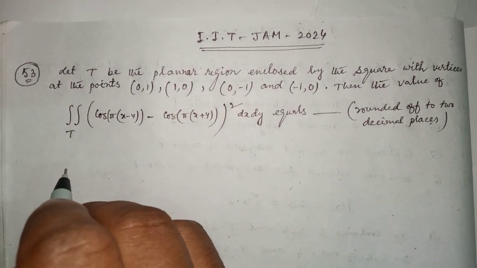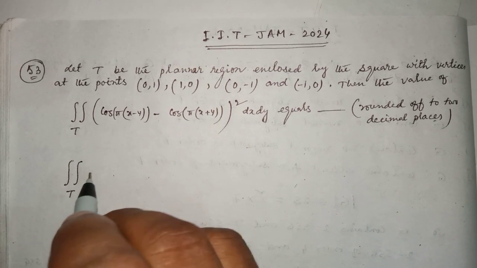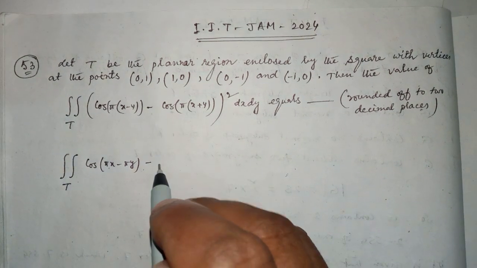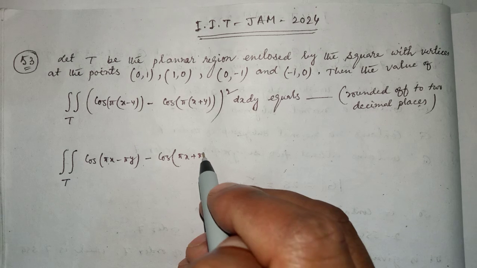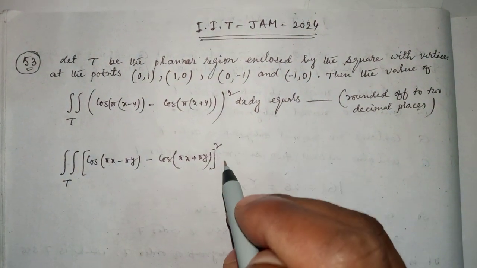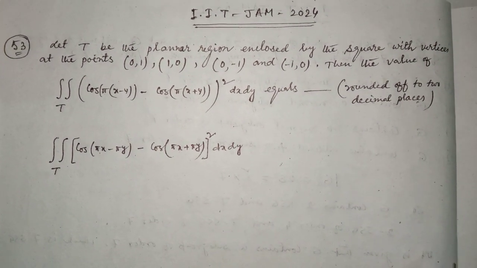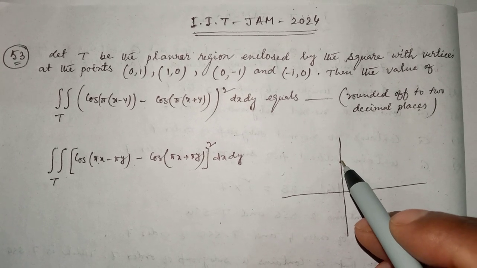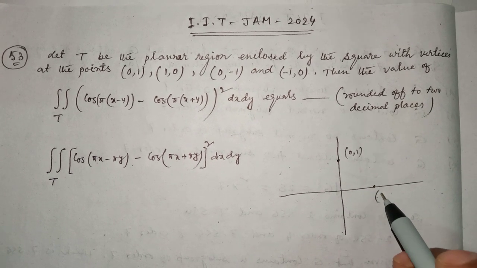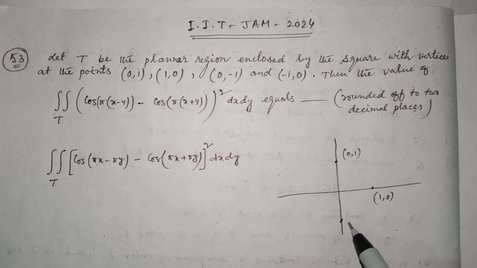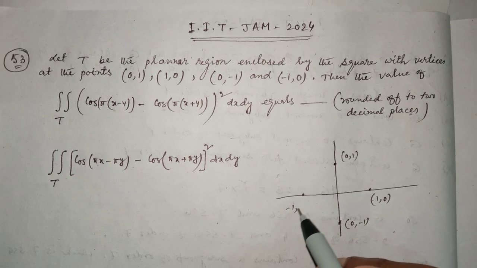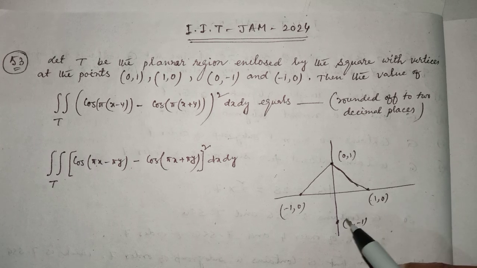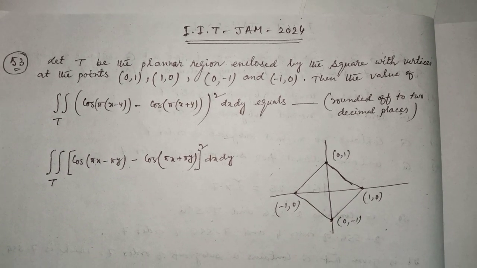So here the given integration is double integration over the region T of (cos πx − πy minus cos πx + πy) whole square dx dy, and the region is the square with vertices 0, 1, 1, 0, 0, minus 1 and minus 1, 0. So this is the region.